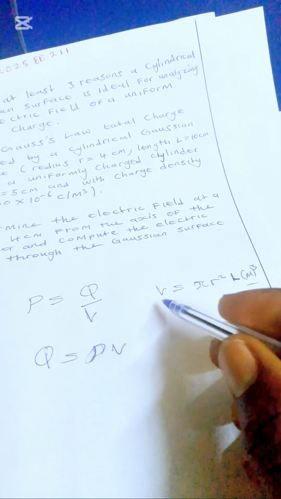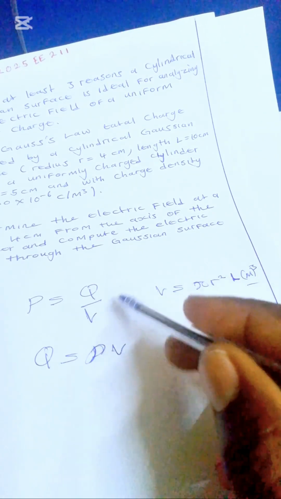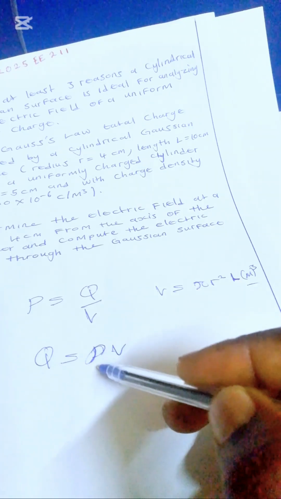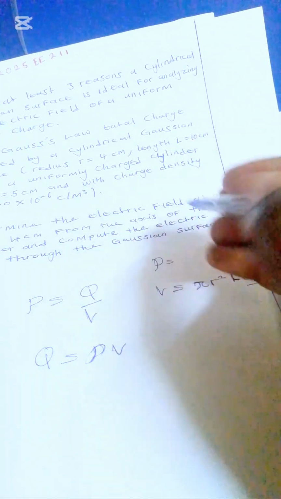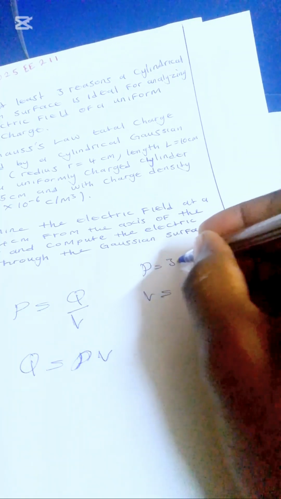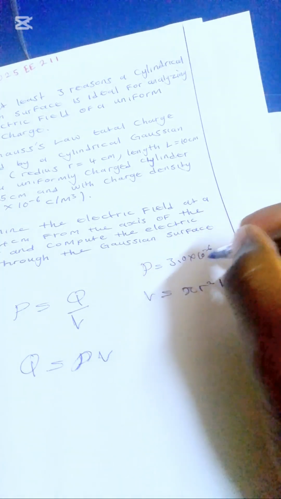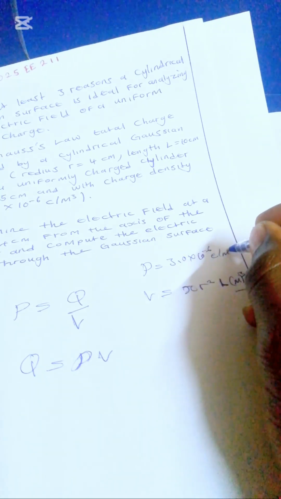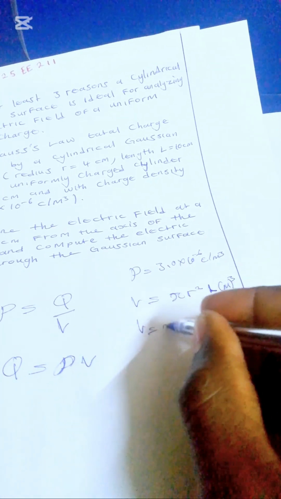So from this we have been given the volume charge density already, which is 3.0 times 10 to the power negative 6. So I've been given that, which is coulomb per meter cubed. So we just have to find the volume, which is pi.